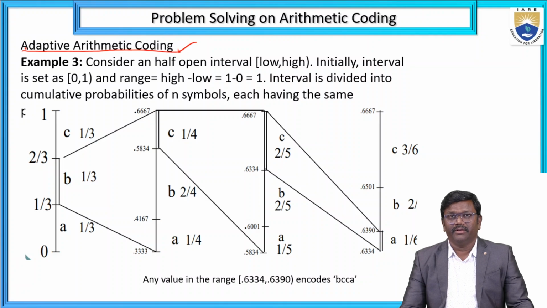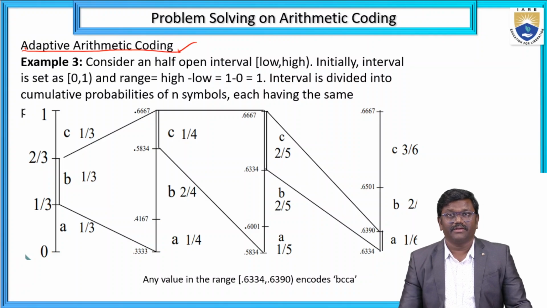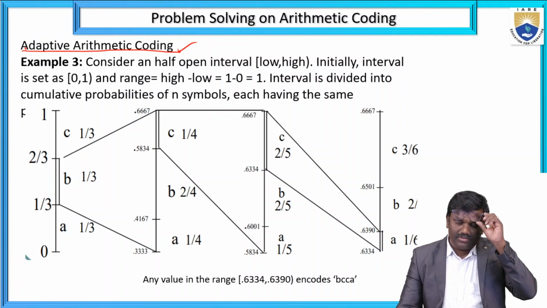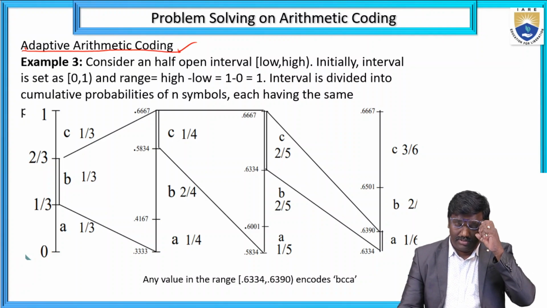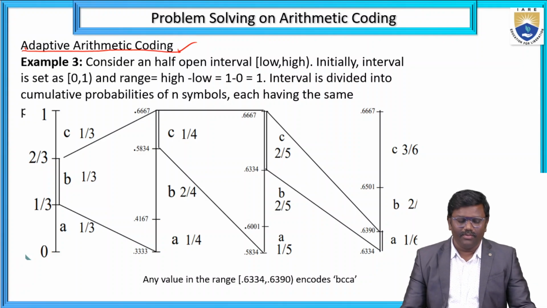Consider a half-open interval, low to high. Initially the interval is set to 0, 1, and the range is high minus low, so 1 minus 0 is 1. The interval is divided into cumulative probabilities of n symbols, each having the same. Based on this, the n value will be 3, because 3 symbols are given. The number of symbols is 3 only.